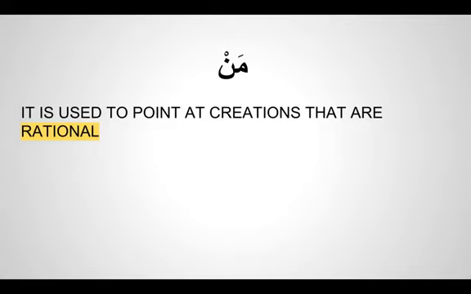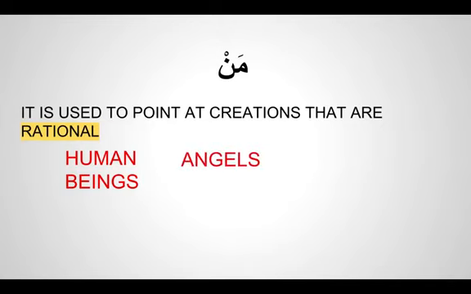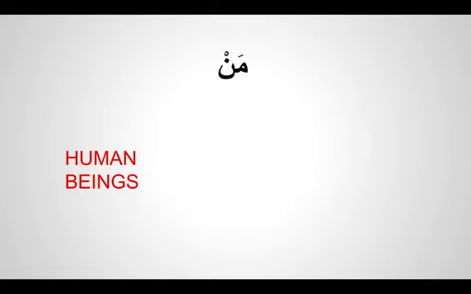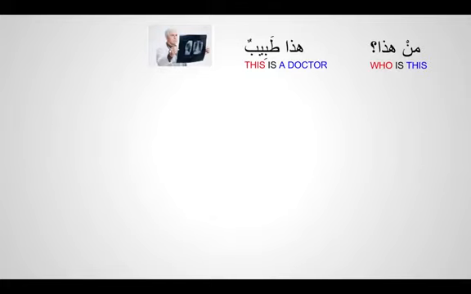So man in Arabic is used with human beings, as it is also used for angels, and it is also used for jinns. So these are rational beings which are created by Allah, and man is used to point to these three creations. Inshallah, today we'll be learning about human beings. So how do we use man to ask questions about human beings? So if you see here, say man hadha, who is this? So we say hadha tabibun, this is a doctor.